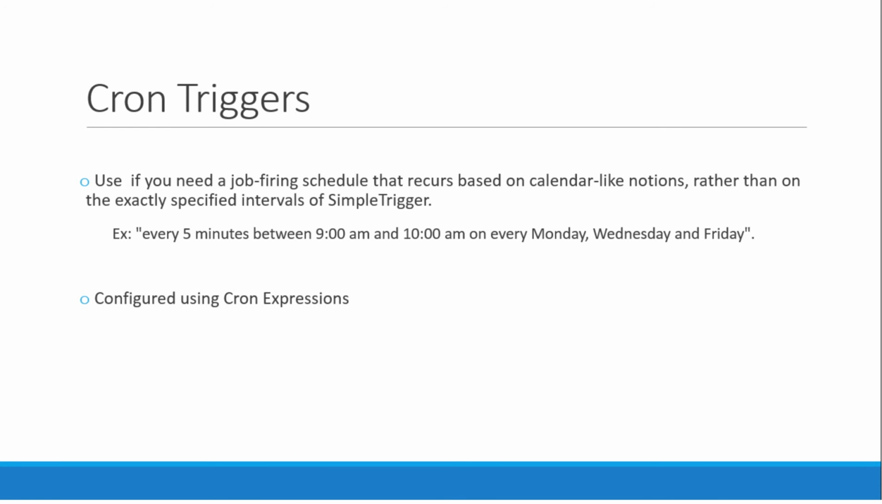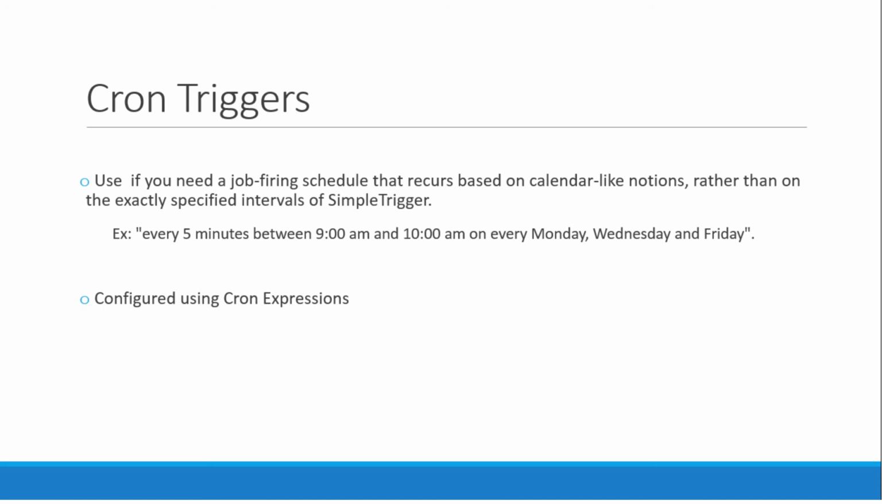With the simple triggers, you are kind of limited with what you can do. But when it comes to Cron triggers, you can specify advanced triggers. So for example, if you want to say every 5 minutes between 9 a.m. and 10 a.m. on every Monday, Wednesday and Friday. If you want to specify something like this with a timer, I think we'll have to write some logic there as well. With a simple trigger, it's not going to be straightforward.